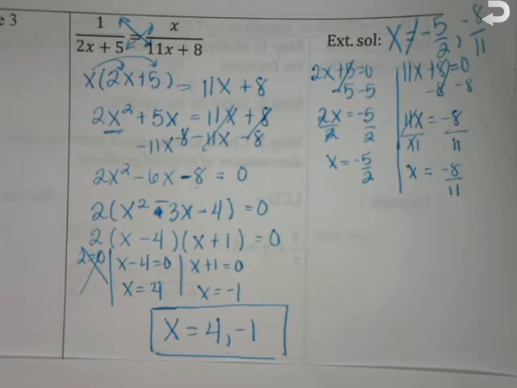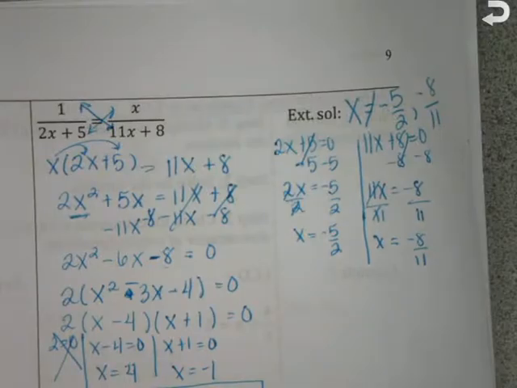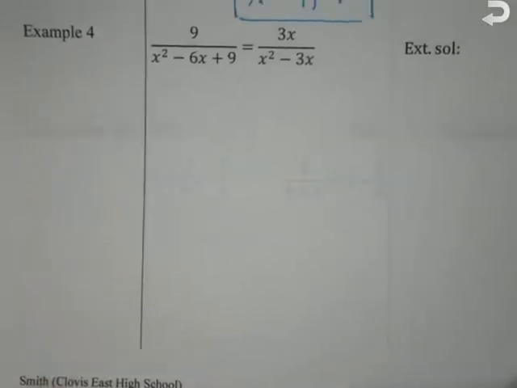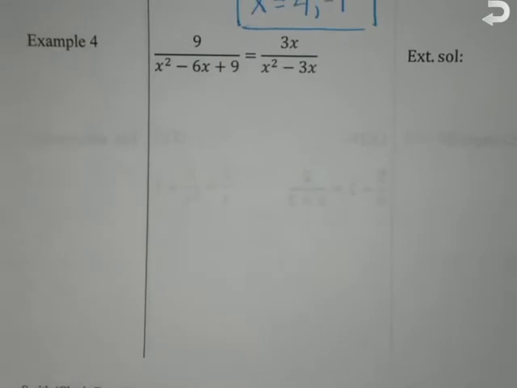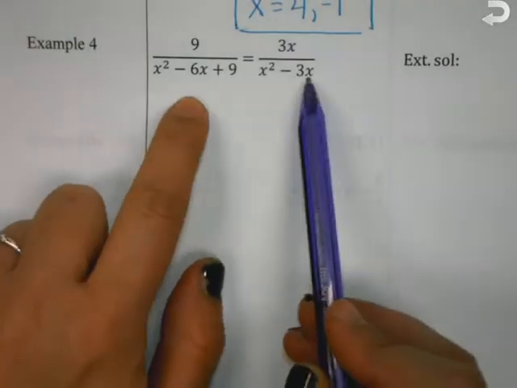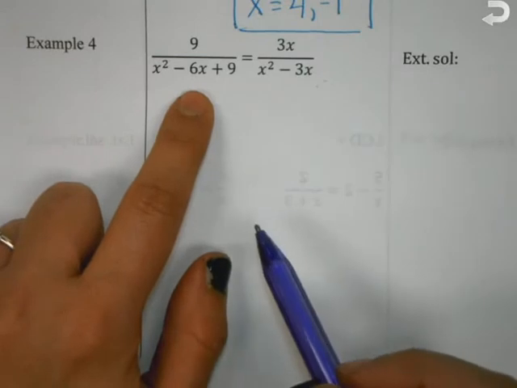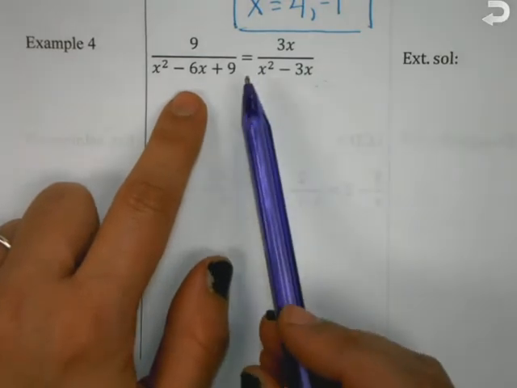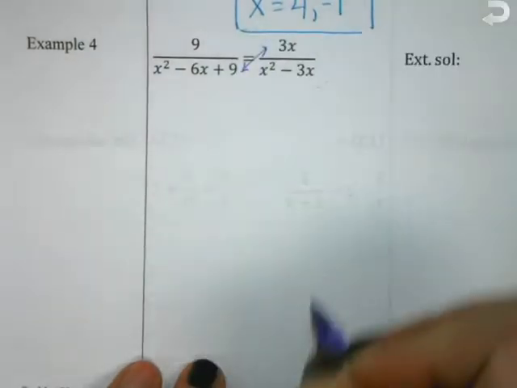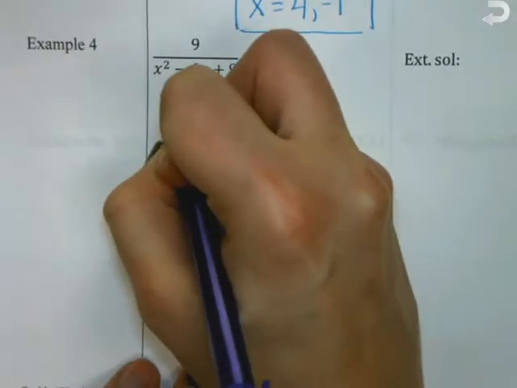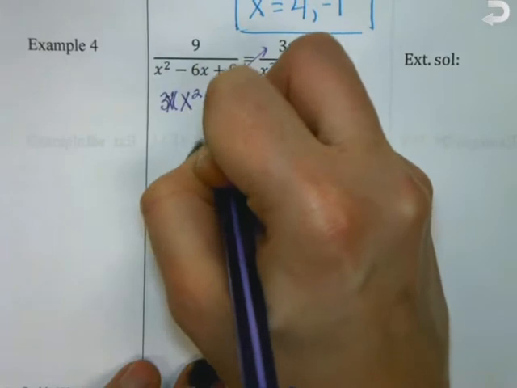9 over x squared minus 6x plus 9 equals 3x over x squared minus 3x. Okay, guys. Do I have one fraction on each side of the equal sign? Yes. So cross multiply. That gives me 3x times x squared minus 6x plus 9 equals 9 times x squared minus 3x.